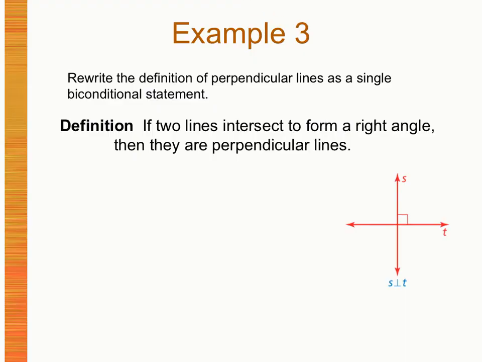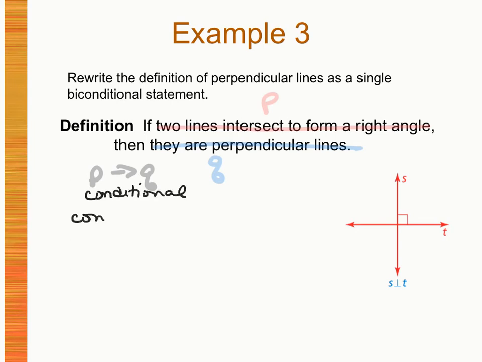Yes. Okay, example 3. They want us to rewrite the definition of perpendicular lines as a single biconditional. So again, we can highlight our hypothesis. Two lines intersect to form a right angle. That's going to be our P. And then our conclusion, they are perpendicular lines. And that's our Q. Again, remember, the hypothesis does not include the word if. It's all the words afterwards. And then the conclusion is all the words after the word then. So P then Q. That's for the conditional. So this is our conditional.